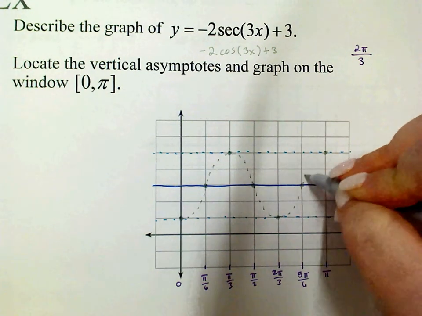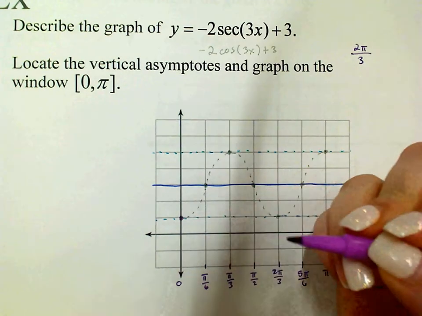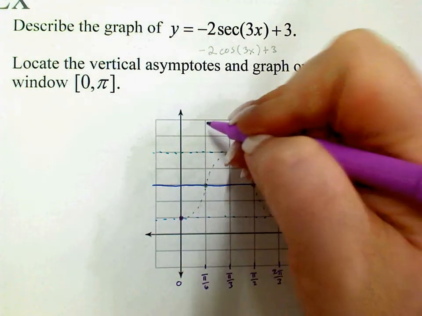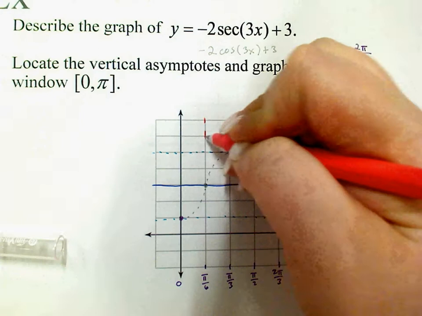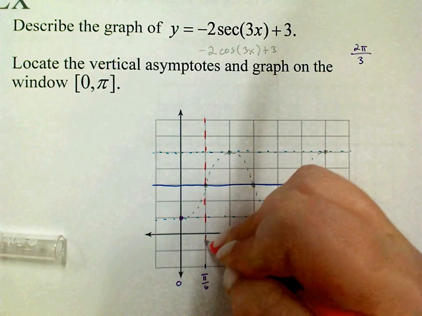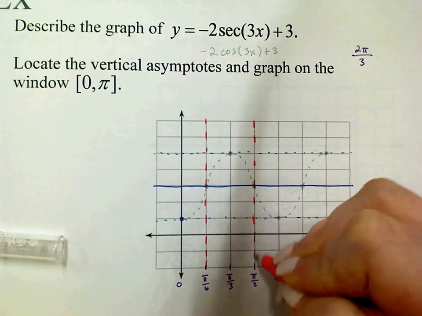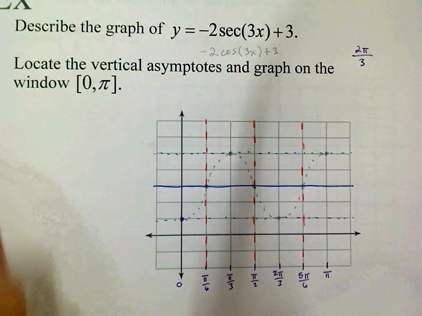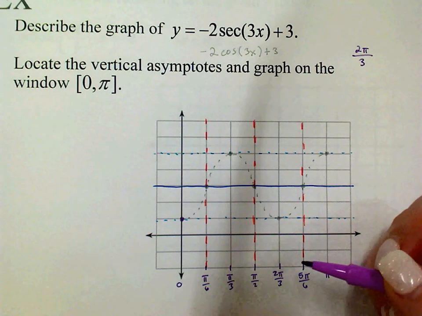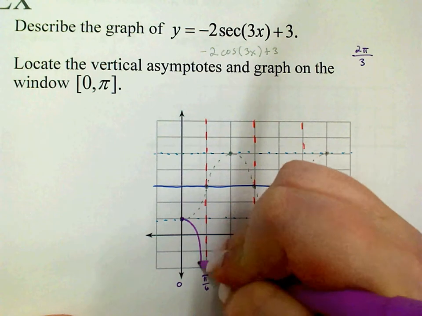Which would mean that for my secant wave, if this one has a minimum, then secant has a maximum. And every time cosine has a 0, secant has a vertical asymptote. So I go ahead and sketch those. And then we sketch the secant wave. This is only half of it because we're not graphing past 0, so it would do something like this. Over here you would have something like this.